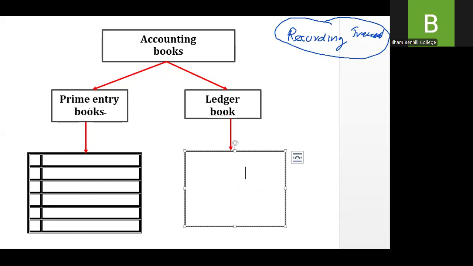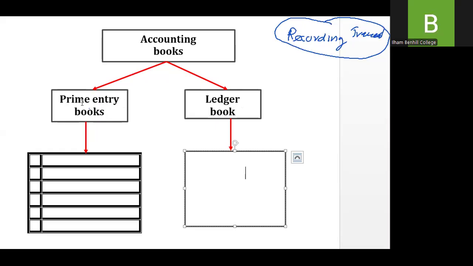Prime entry books are used to record transactions from source documents. We don't record transactions from source documents directly in the ledger book. So when do we record transactions in the ledger book? Just imagine some CR books. The ledger book is a big book, a big CR book.